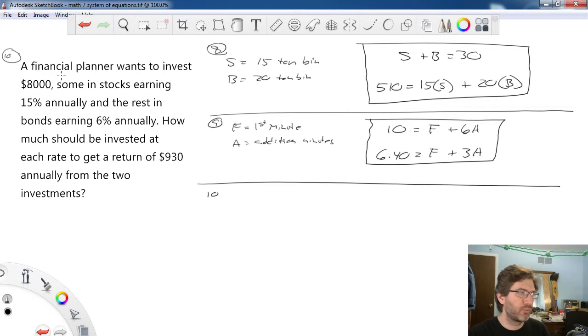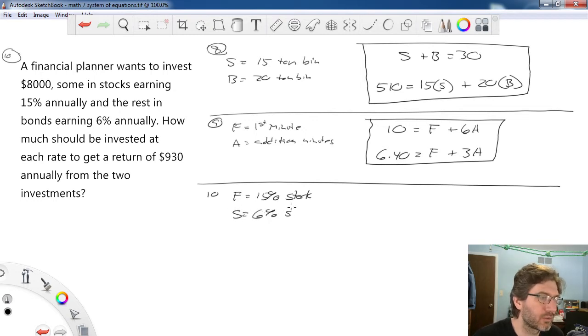A financial planner wants to invest $8,000 in the stock market. Stocks earn 15% annually, and the rest, bonds, earn 6% annually. How much should be invested at each rate? So we're buying two different stocks here. We'll use F for the 15% stock and S for the 6% stock. We are investing in two different stocks, one at 15% annually and one at 6% annually.